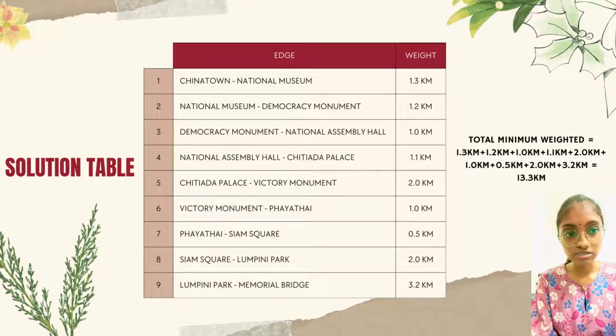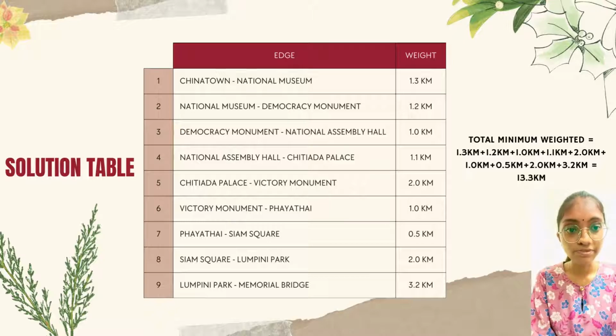Democracy Monument to National Assembly Hall is 1.0 km. National Assembly Hall to Chitralada Palace is 1.1 km. Chitralada Palace to Victory Monument is 2 km. Victory Monument to Phaya Thai is 1 km. Phaya Thai to Siam Square is 0.5 km. Siam Square to Lumpini Park is 2 km. And the largest part in this map is Lumpini Park to Memorial Bridge, which is 3.2 km. So the total minimum weight is 13.3 km.